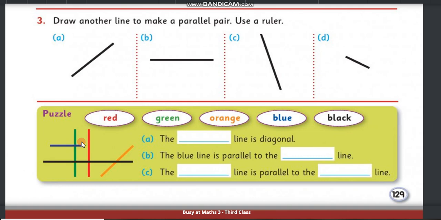Okay, so enjoy investigating some parallel lines and see if you can find some examples of parallel lines around your house today.